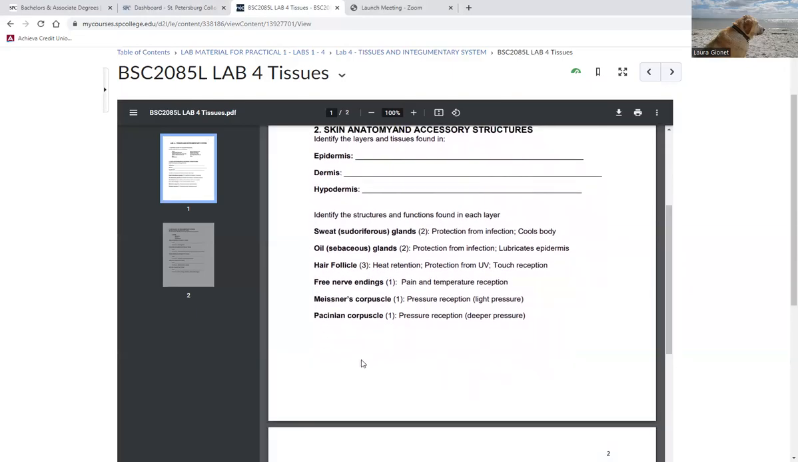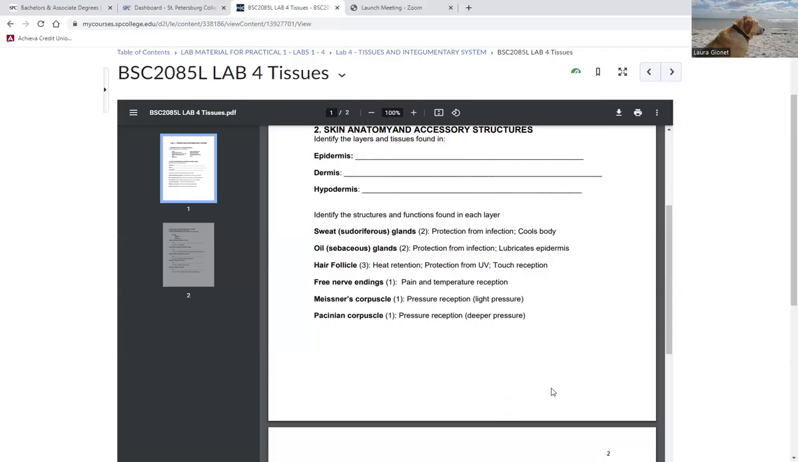Okay, then we're to identify the structures and functions found in each layer. We're going to look at the sweat, or sudoriferous, glands. What is their function? The 2 in the parentheses is the number of functions associated with each. So 2 are with the sweat glands: protection from infection and cools the body, because we know sweat cools the body. But there are components of sweat, the acidity, the hypertonic, salty nature to it, that have antimicrobial components, so it's good for protecting against infection.